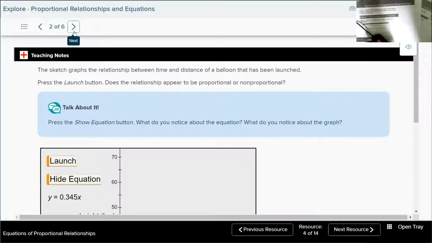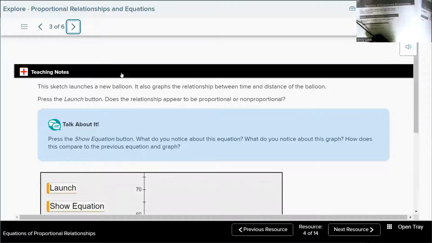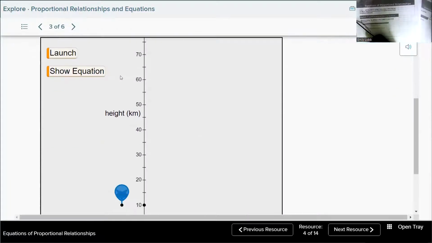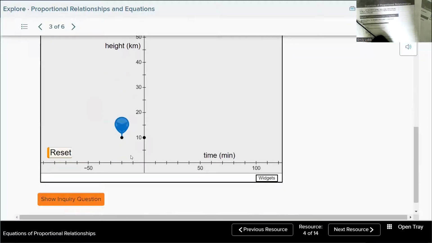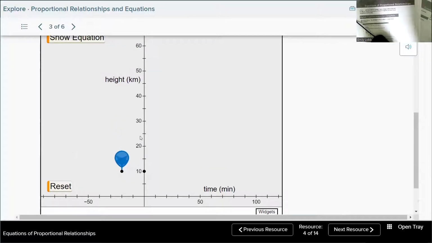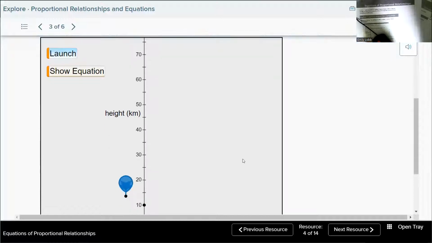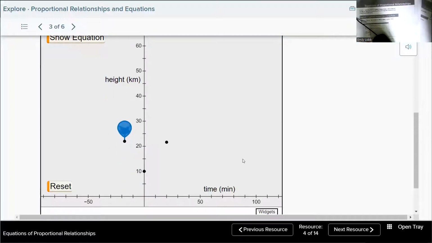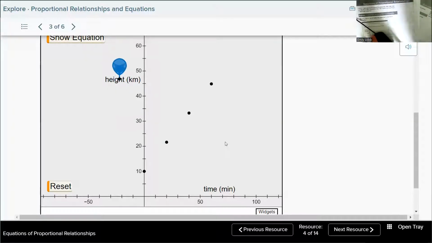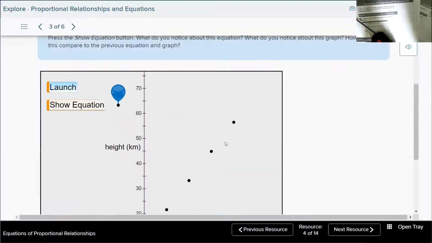So let's look at the next one. Let's launch this balloon. Are you ready? Where's it starting at? So right away, is it going to be proportional? No, because it has to start where? 0, 0. So let's launch this balloon. It's starting at 10. So couldn't we say that 10 is being added on to it? So let's look at this equation now.